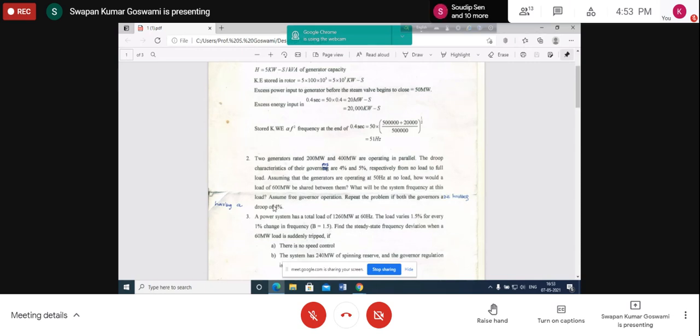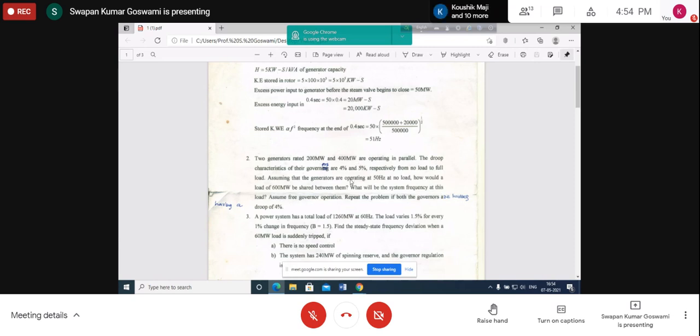For the second generator, droop will be, frequency variation will be 5% from no load to full load. So 5% of 50 hertz means 2.5 hertz. So there will be a frequency variation of 2.5 hertz for a load variation of 400 megawatt. 50 hertz is the no load frequency, so 47.5 hertz will be the full load frequency for the second generator. Now they are supplying 600 megawatt together. They are connected together. Common load is 600 megawatt. You have to determine how this 600 megawatt will be shared by the two generators.